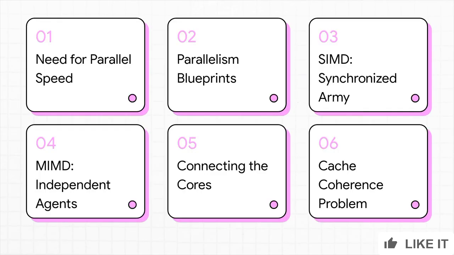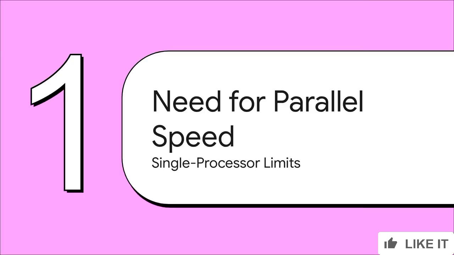All right, so here's our game plan. We're going to start with why we even need all this parallel speed. Then we'll look at the 2 big blueprints for making it happen. After that, we'll dive into each of those, what I'm calling the synchronized army and the independent agents. And of course, we'll cover how we connect all those cores and tackle one of the trickiest problems in parallel computing, cache coherence. So first up, the need for parallel speed.